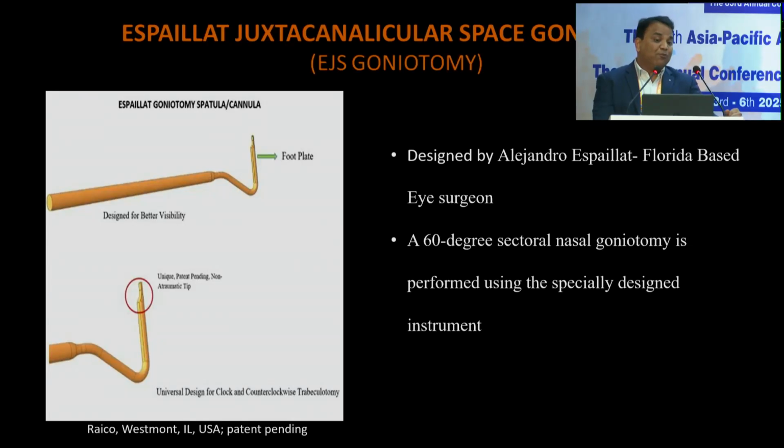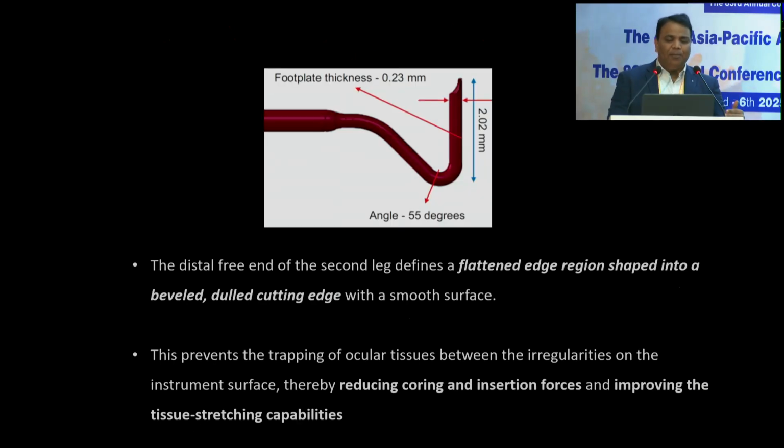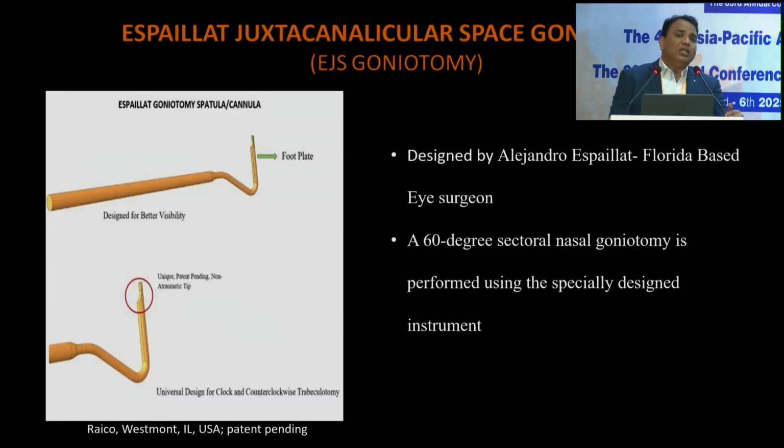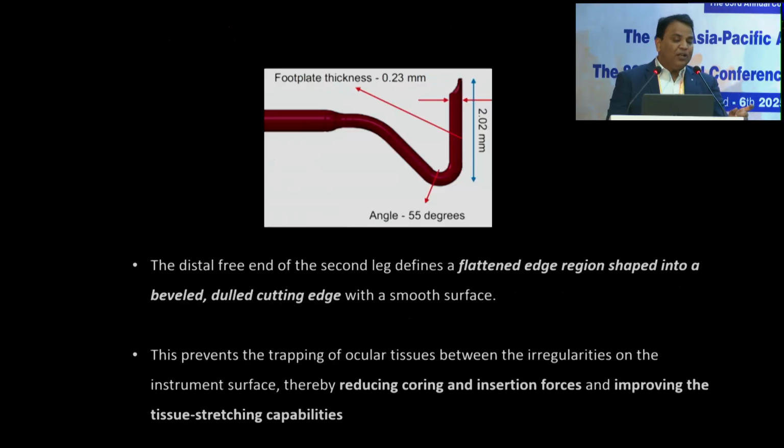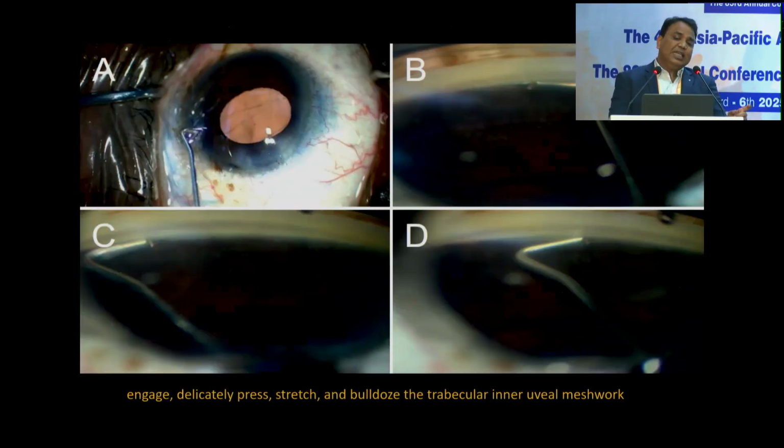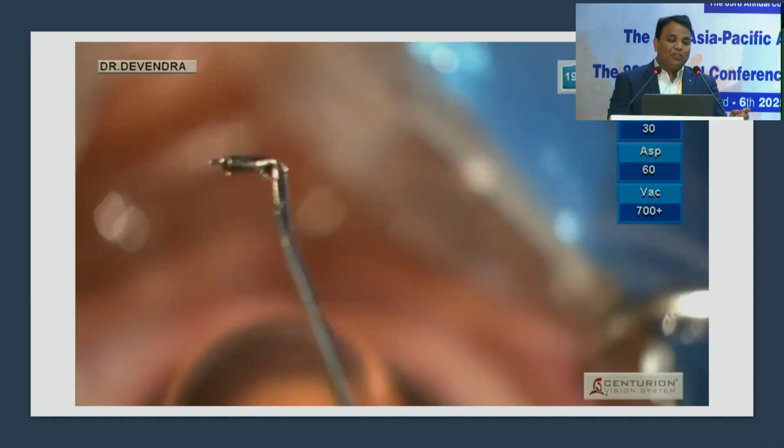So this is called absolute juxta-canalicular space goniotomy. As we know, goniotomy is a minimal surgery, so we want to do as minimal damage to the TM as possible. This is a specially designed instrument with a tapering footplate end. The good part of this procedure is that we are entertaining only 60 degrees of nasal goniotomy. You can see this specialized instrument goes into the trabecular meshwork, stretches it, lifts it, and keeps it there. I'll show it in the video.